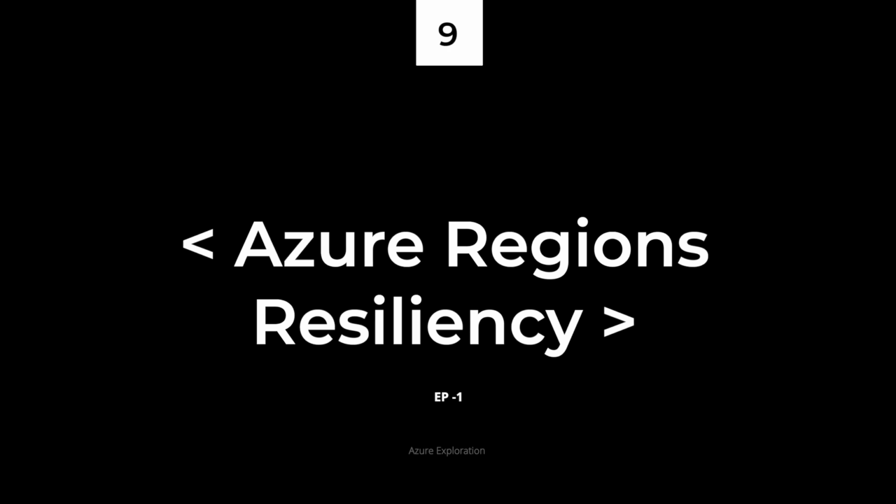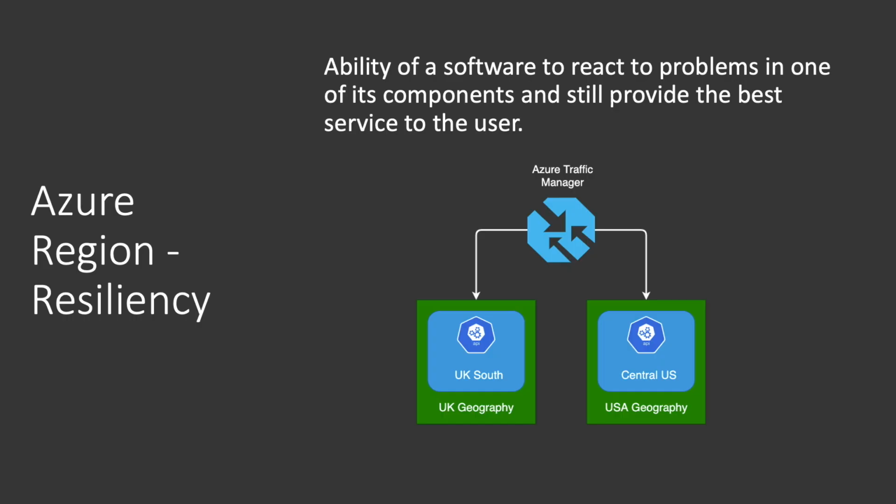So now let's talk about Azure Region Resiliency. But what does resiliency actually mean? It is the ability of software to react to a problem in one of its components and still provide the best services for its users. So in case there is a problem, the end user should not really know about it. We can get this resiliency when we deploy our application to at least 2 different regions.